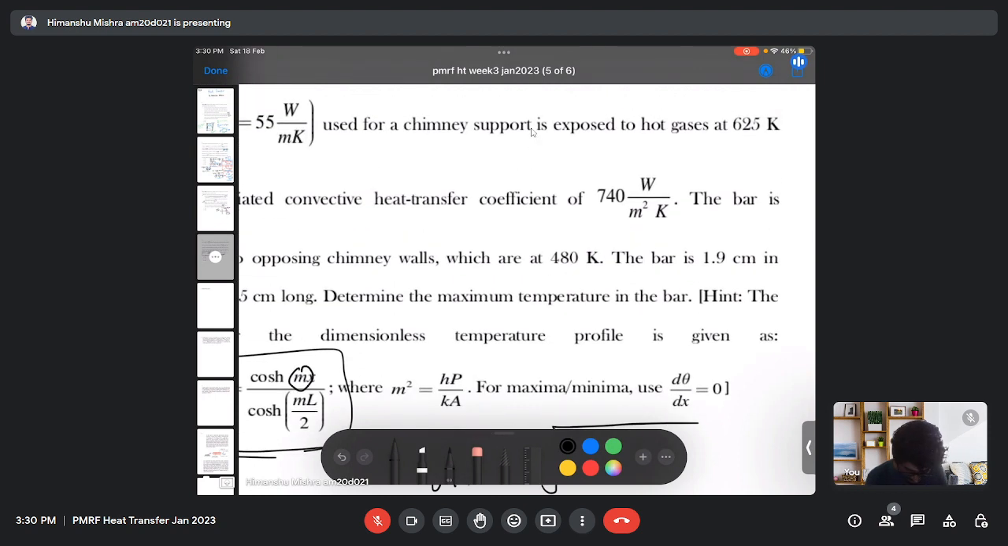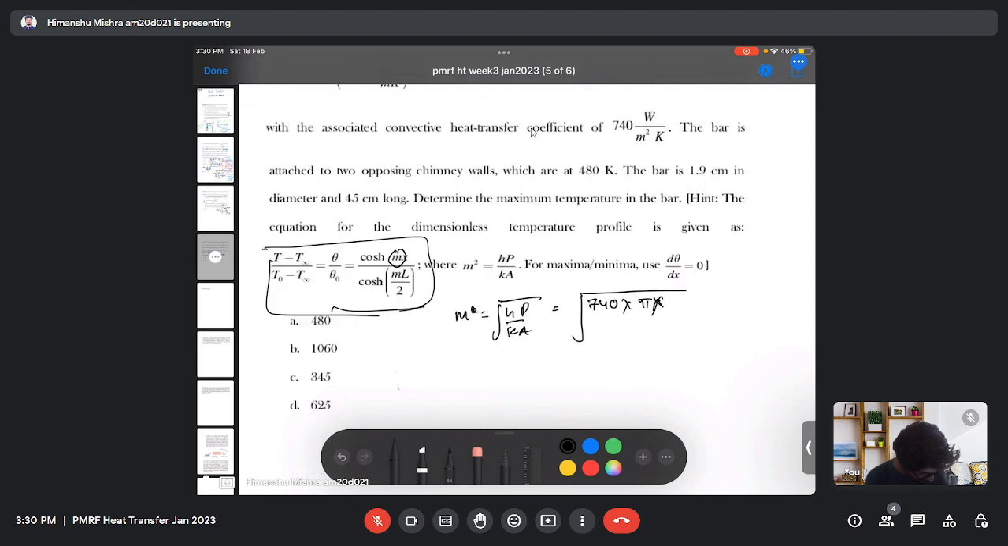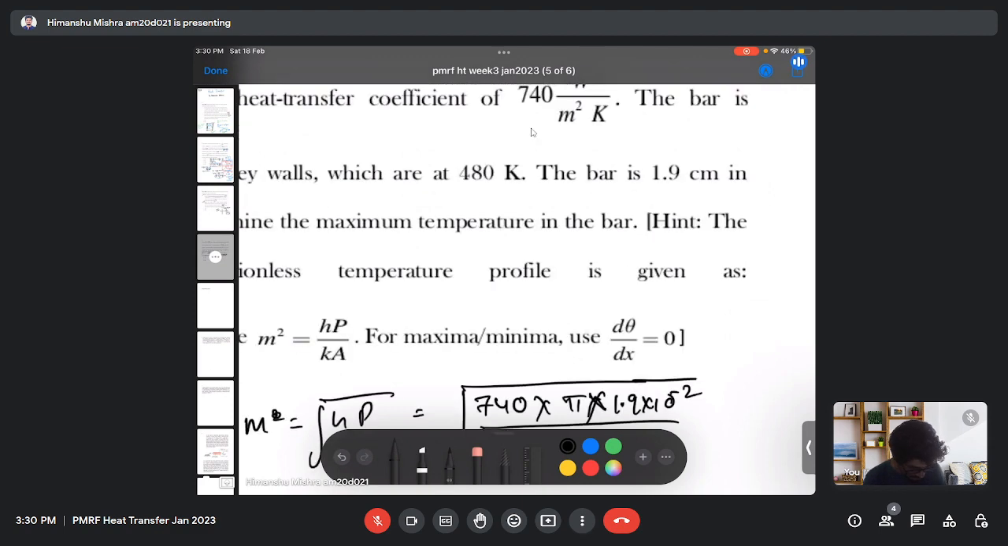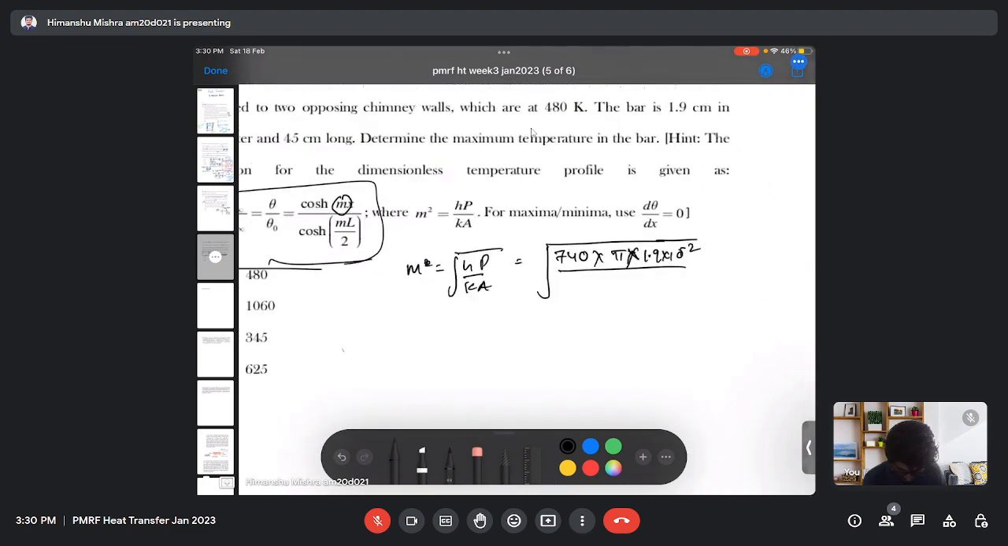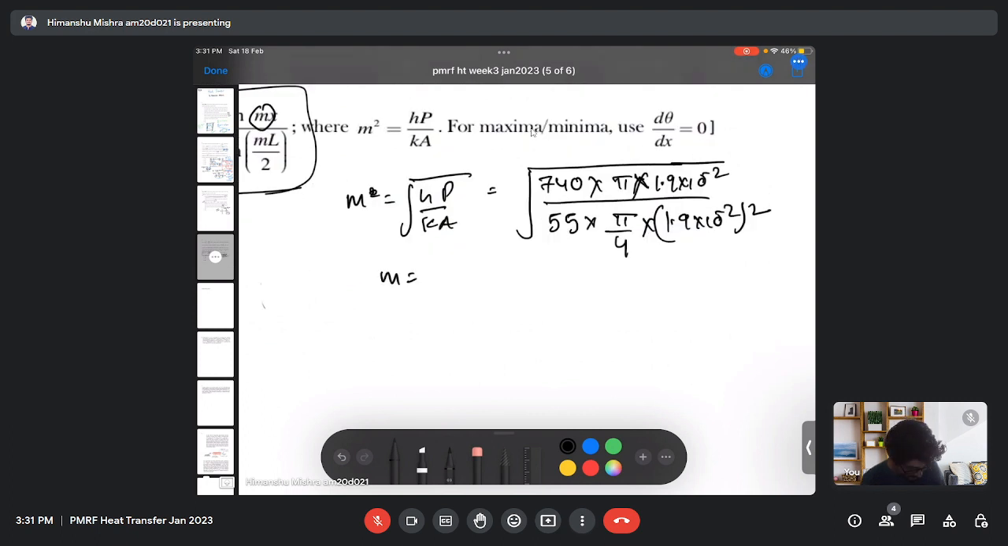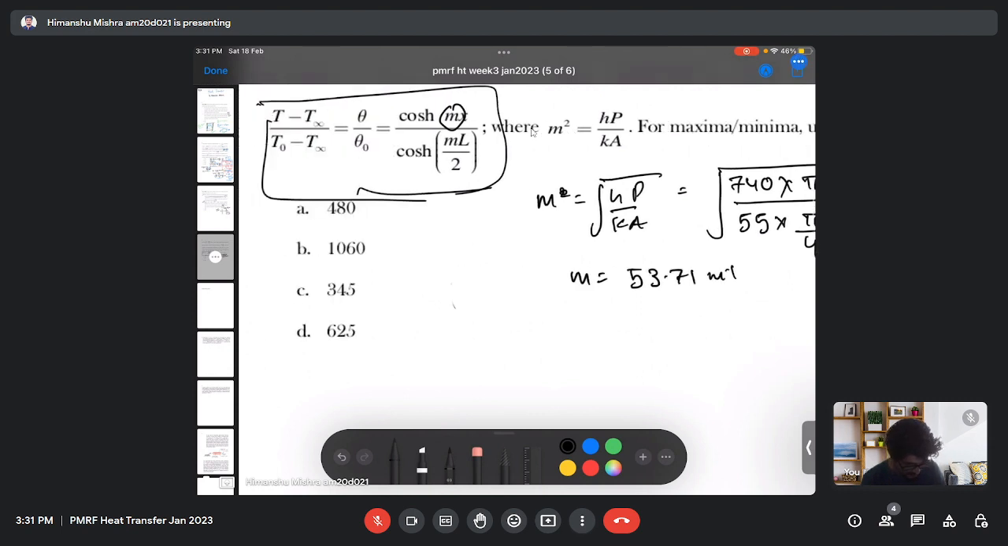So my parameter will be 1.9 10 to the power minus 2. I'm using the SI units, and my thermal conductivity is 55. This is my cross-sectional area. So we have to calculate. After calculation, we will get m as 53.71 meter inverse. So we just need to substitute the values here.